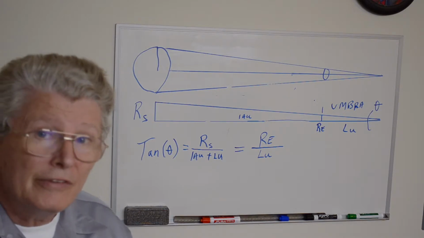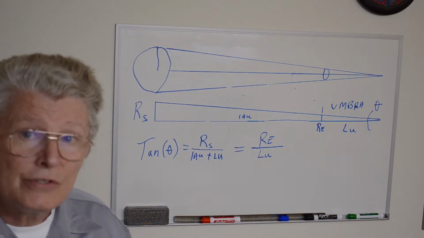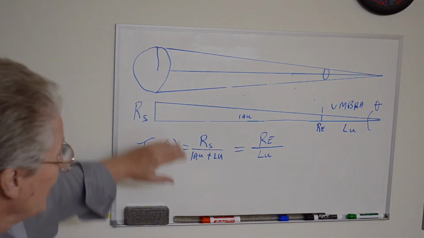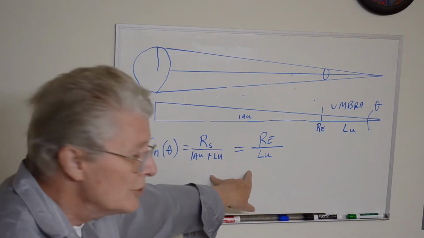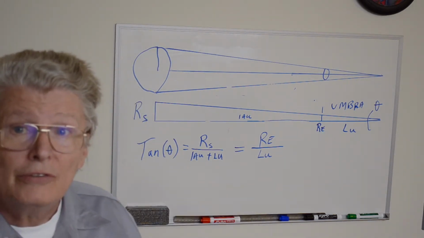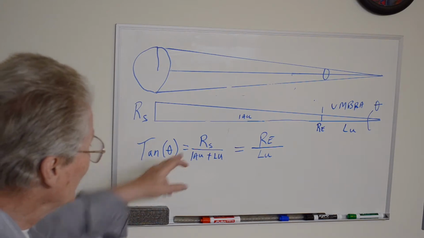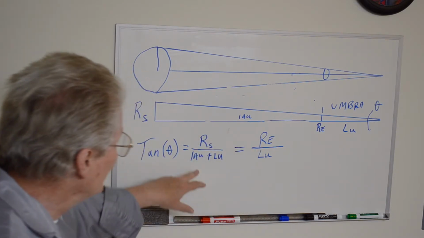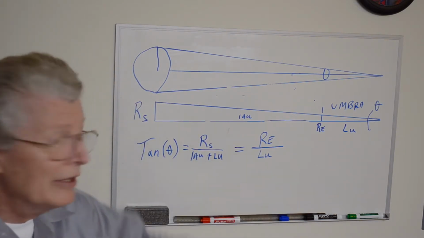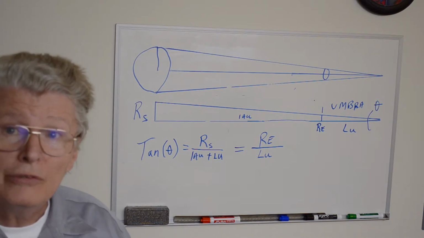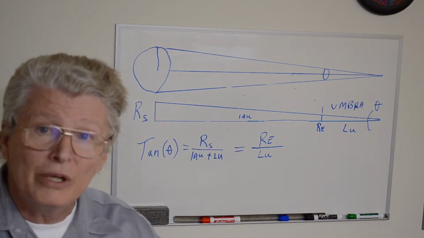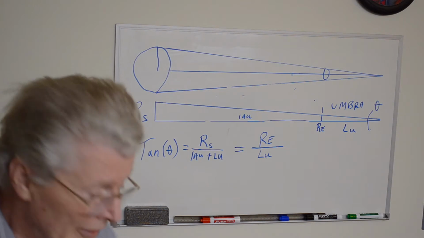The tangent function tells us this. We can therefore just drop out the tangent part and use these two ratios as an equation to solve. And we know what RS is, RE is, and we know what 1 AU is. The only variable is LU. So we have one variable, one equation. We can solve for that using algebra.